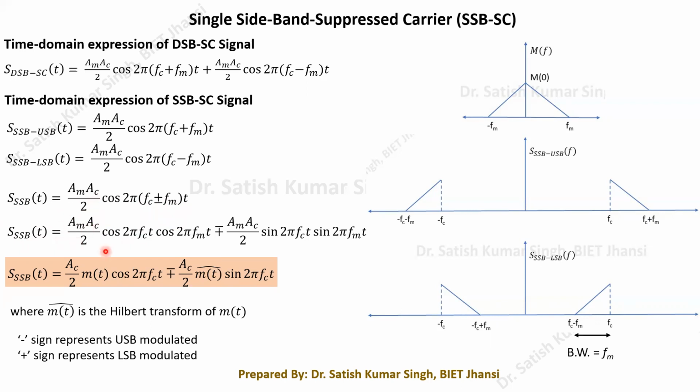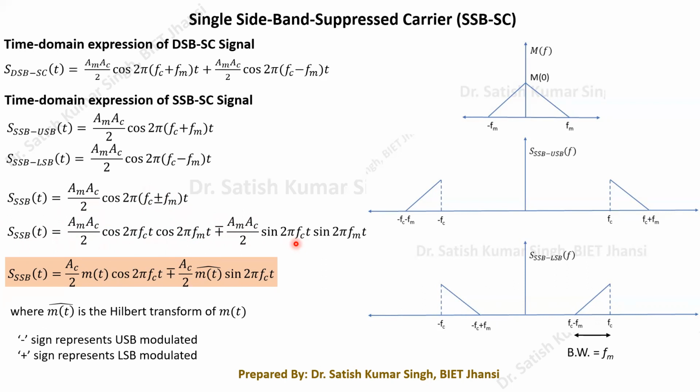Okay, AmAc by 2, it will be cos 2 pi fct, cos 2 pi fmt, and this plus minus will become minus plus. Okay, this sign will become minus plus. So that will be our AmAc divided by 2 sin 2 pi fct sin 2 pi fmt. So that is the simple formula that we have used while writing this particular equation.